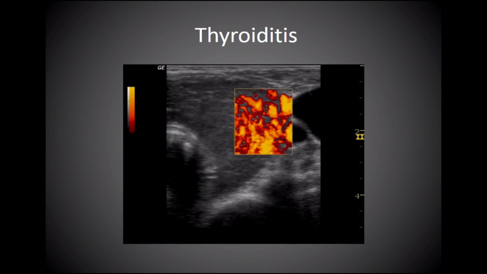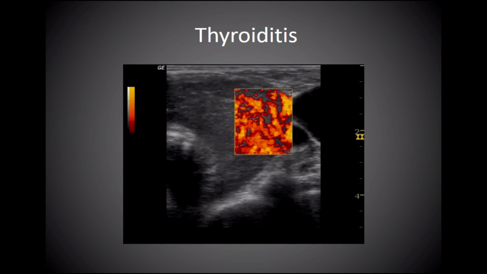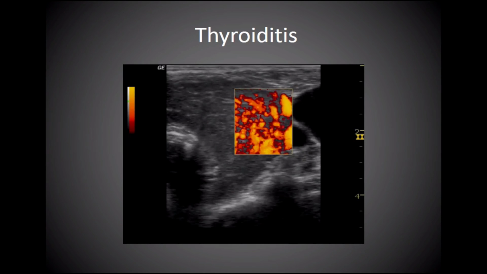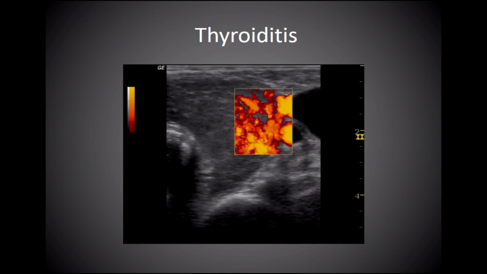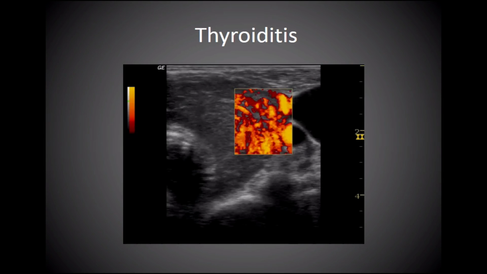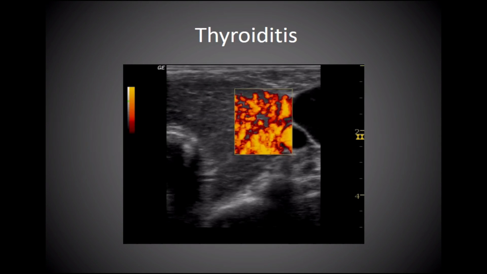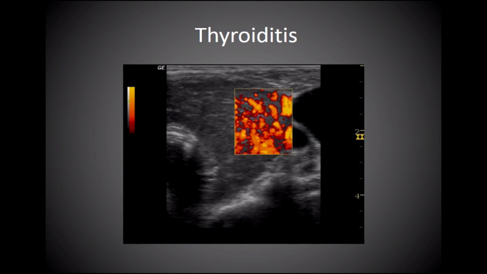This is a different patient with thyroiditis, but you can easily see the increased flow within the gland by power Doppler. Micronodulation is a little difficult to visualize, but if you look carefully at the superior portion of the gland, you will be able to visualize the micronodulation. So this is thyroiditis.